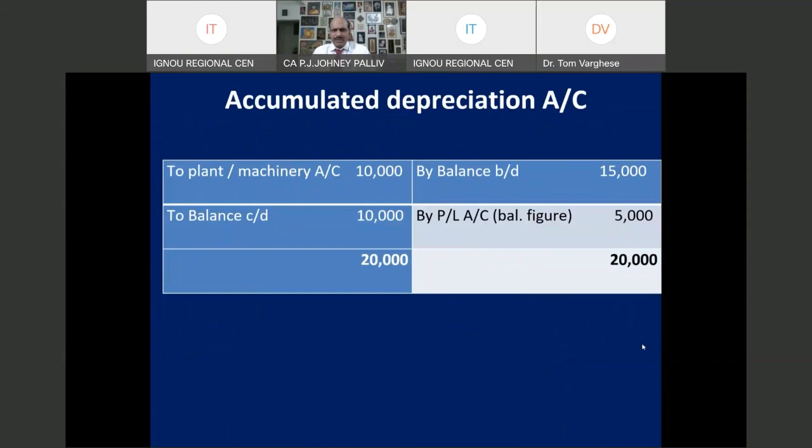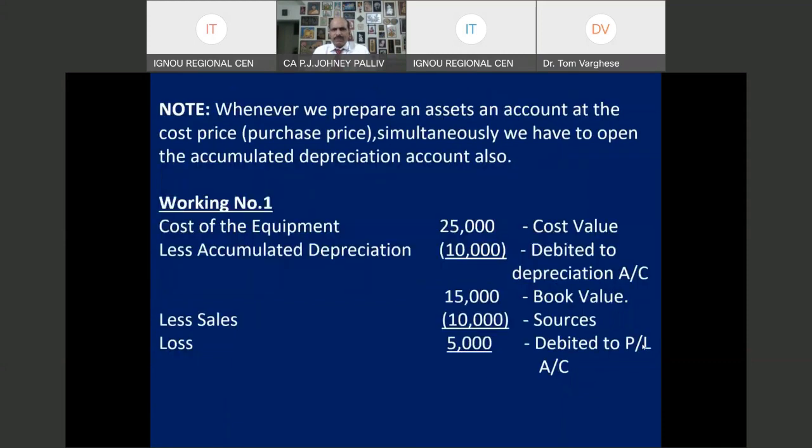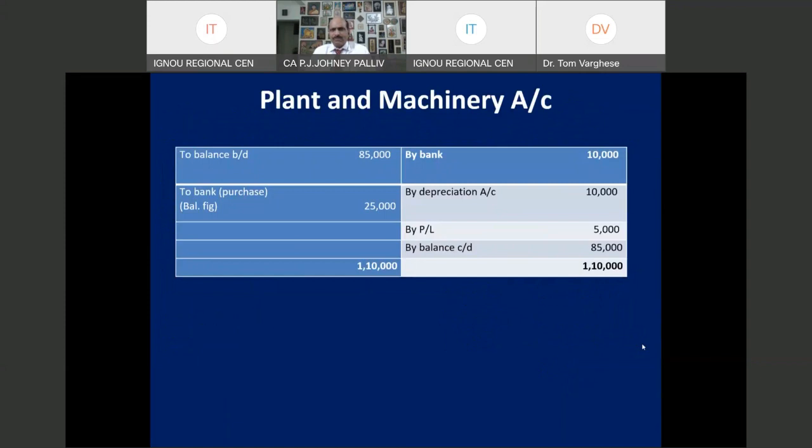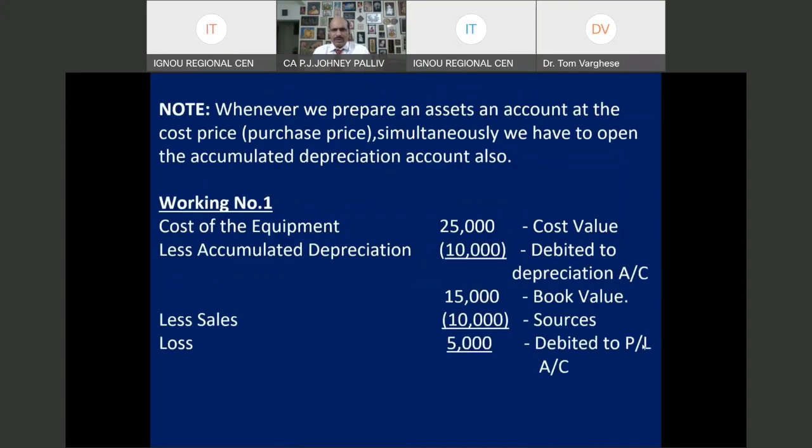Accumulated depreciation account 10,000. You can see 10,000 here by opening balance 15,000, out of which the accumulated depreciation was 10,000. And this 10,000 we are going to show in the plant and machinery account. In the plant and machinery account, accumulated depreciation, we are going to reduce 10,000. Therefore, this accumulated depreciation of 10,000 we are showing in the plant and machinery, because original cost was 85,000. Now it is reduced by 10,000 and the payment received was 10,000. The profit and loss account was 5,000, out of which accumulated depreciation is 10,000, which we are going to reduce or show in the plant and machinery account.